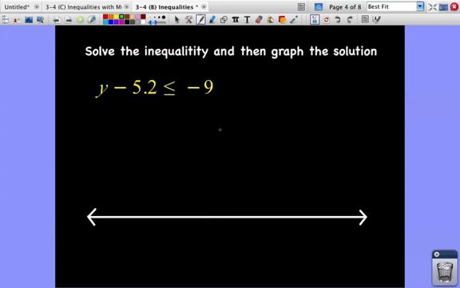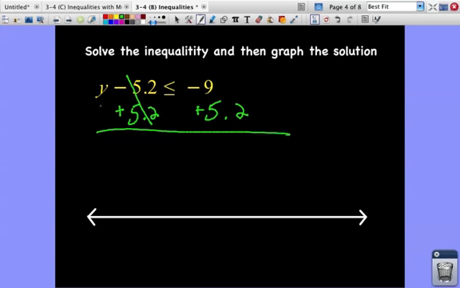Let's just look at one more example, and we'll be done. Again, solve the inequality and graph it. y minus 5.2 is less than or equal to negative 9. Because there's a decimal here, it doesn't change anything. Because it's minus, I'm going to add 5.2, because negative 5.2 plus 5.2 cancel each other out. And I need to do it to the right side as well. I am left with y is less than or equal to negative 9 plus 5.2.